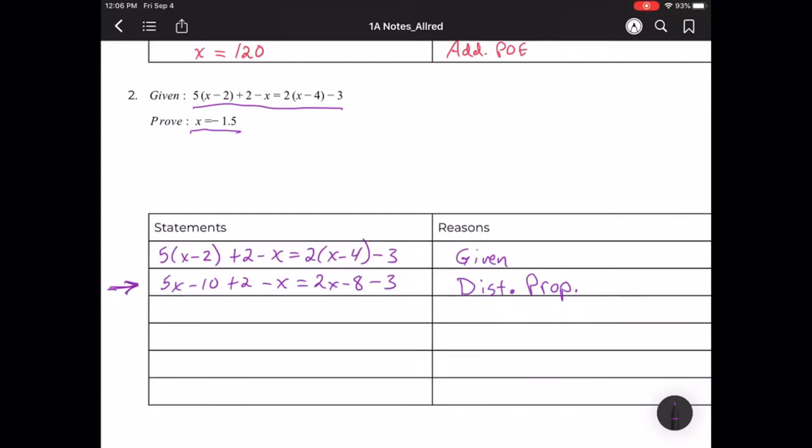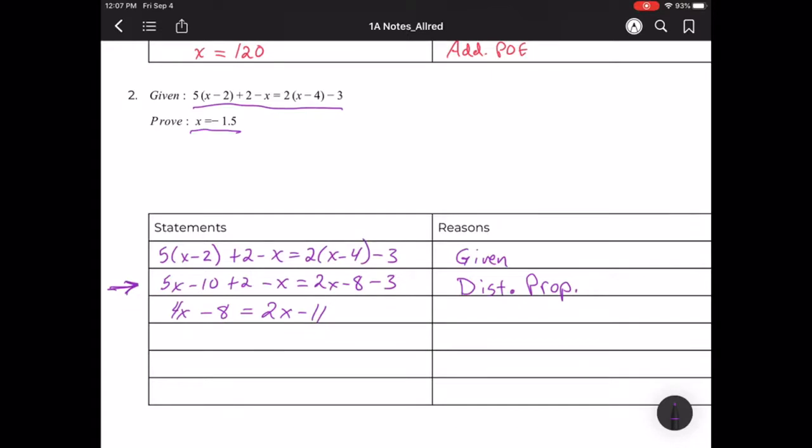Now, to simplify this further, there are like terms on both sides we can combine. We can do 5x minus x is 4x. Negative 10 plus 2 is minus 8. And on the right side, we have like terms negative 8 and negative 3. So that becomes 2x minus 11. Okay. And then we are going to write a reason that we were able to get that.